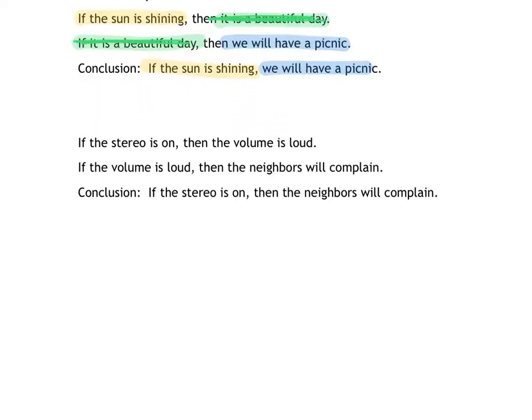Okay, so let's look again. First statement: if the stereo is on, then the volume is loud. If the volume is loud, which repeats, the conclusion is, then the neighbors will complain. The law of syllogism gets rid of the middleman, takes out the repeat, and just goes to: if the stereo is on, then the neighbors will complain.